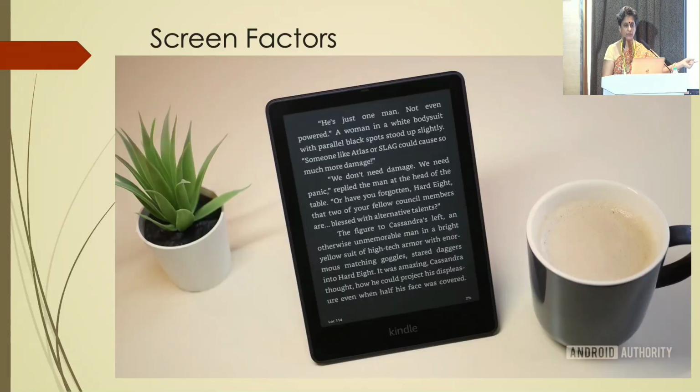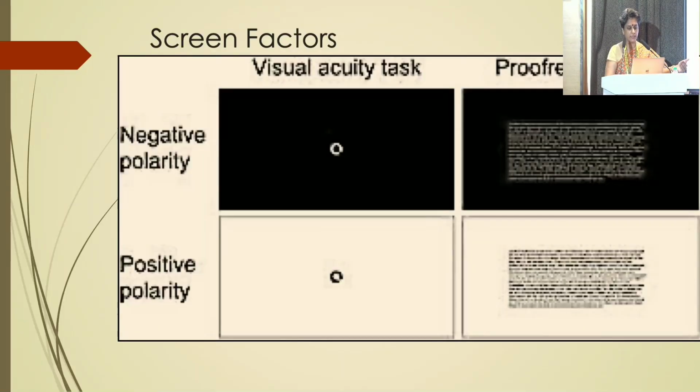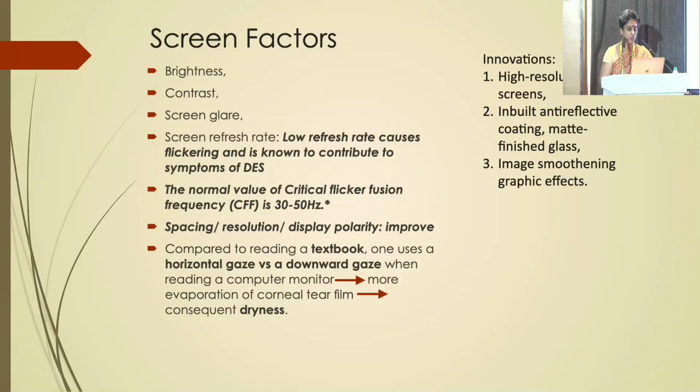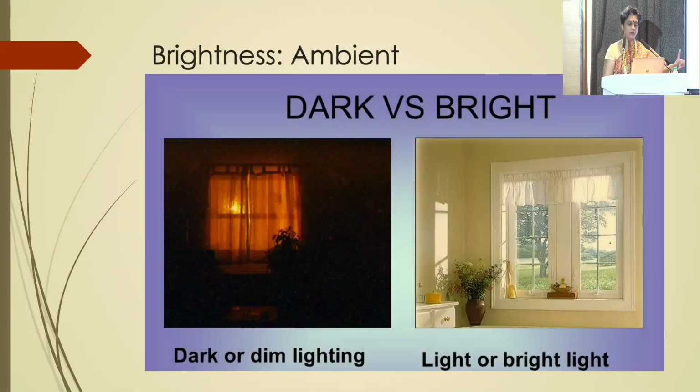This is again what I was telling you about the polarity. Here, this is a positive polarity, negative polarity, and also there's pixelation. Also, we tend to look straight when we are looking at a screen, whereas when we are looking at a book, we tend to look down. So again, the exposed area of the palpebral aperture is less, so the drying is less. And of course, there are innovations with respect to the screen factors also, like better resolution screens, matte finish screens, smoothing of the graphics. Look at this now.